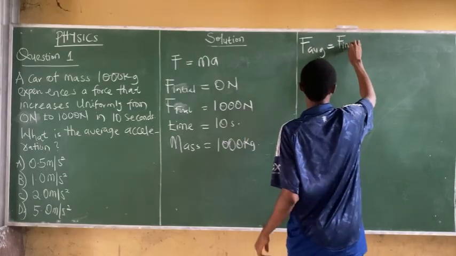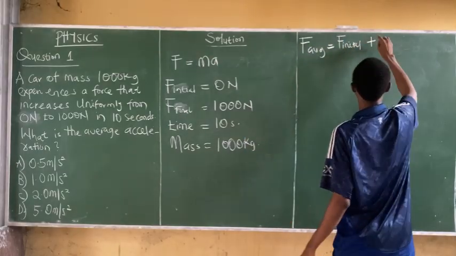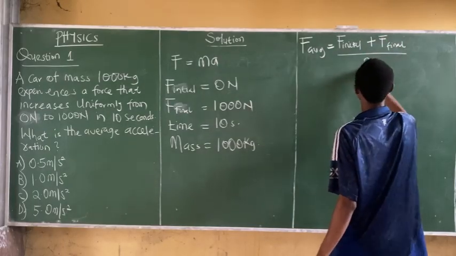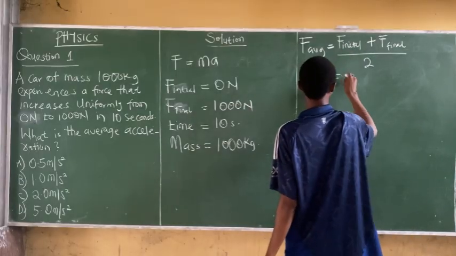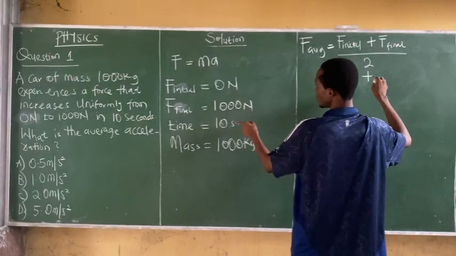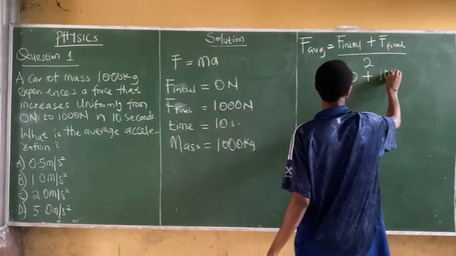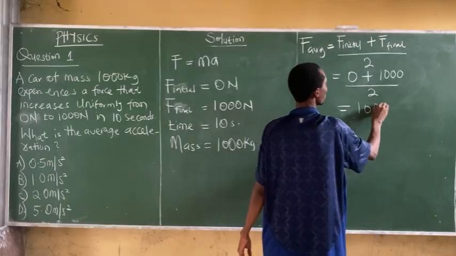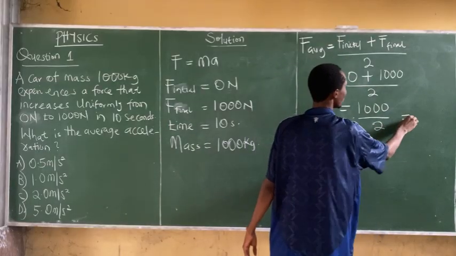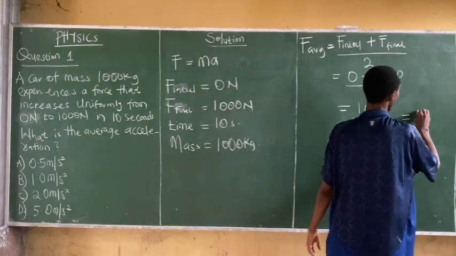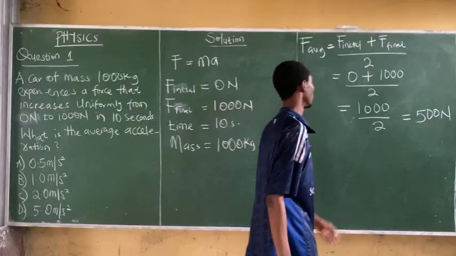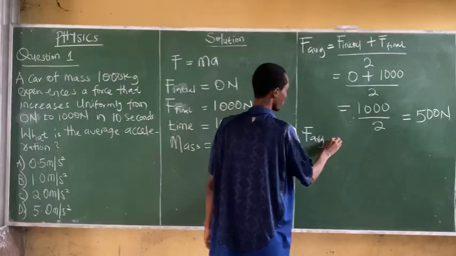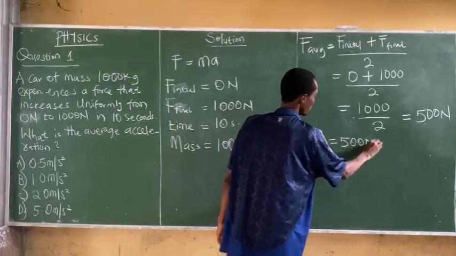So we have F initial plus F final divided by 2. F initial is what? 0 plus F final, which is 1000, divided by 2. This will give us 1000 divided by 2, and 1000 divided by 2 is what? 500. So we have 500 newtons. That is our average what? Force. So the average force is equal to 500 newtons.